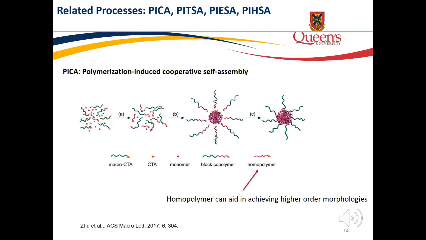There are some other processes related to PISA. They're really PISA derivatives. I'm not going to spend too much time talking about them, but just to spend a minute or two to make you familiar with them. We have something called PICA, which is polymerization-induced cooperative self-assembly. And here the presence of some homopolymer aids in achieving higher order morphologies. So the homopolymer functions as a cooperative function.